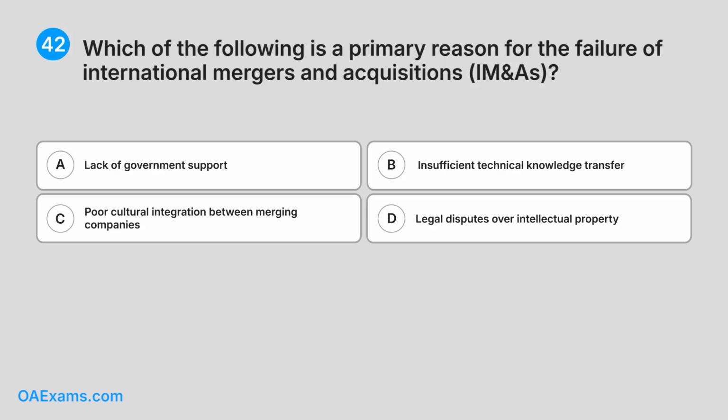42. Which of the following is a primary reason for the failure of international mergers and acquisitions, IM and A's? A. Lack of government support. B. Insufficient technical knowledge transfer. C. Poor cultural integration between merging companies. D. Legal disputes over intellectual property. Can you guess the answer?